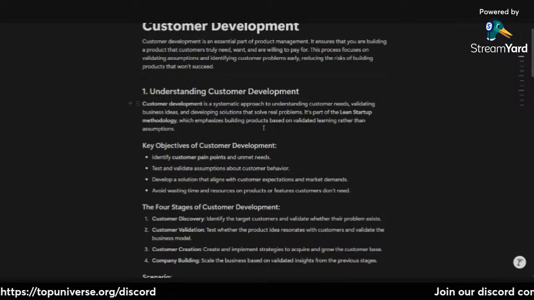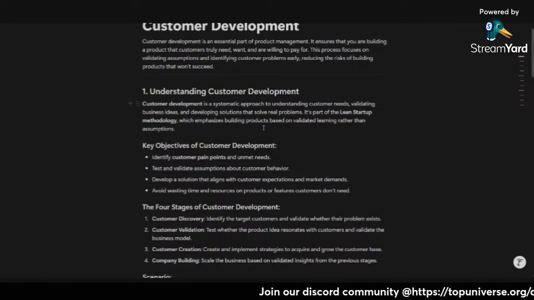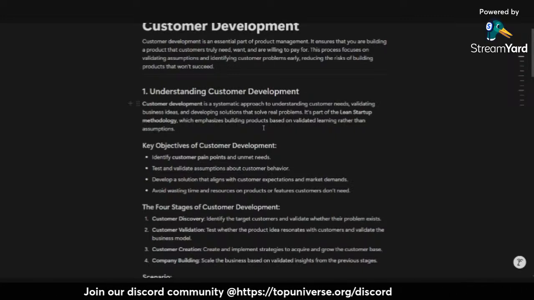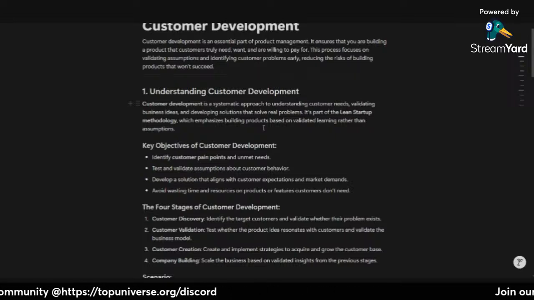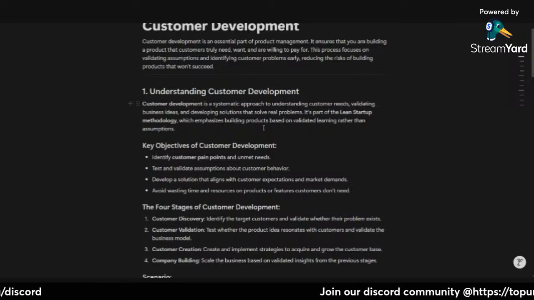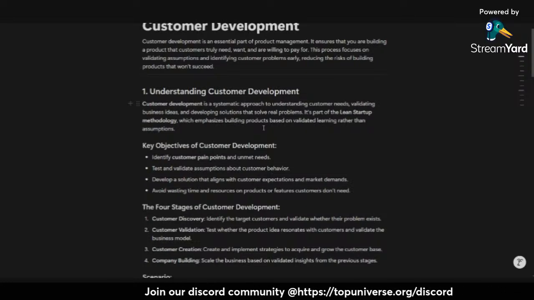the customer and validating the business model, especially because of the solution that you are trying to create to solve that problem. The third stage would be customer creation, creating and implementing strategies to acquire and grow the customer base. And the fourth stage is company building, which involves scaling the business based on validated insights from the previous stages.